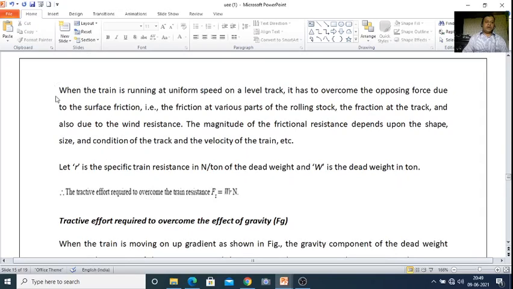So we will see here the tractive effort required to overcome the train resistance. When the train is running at uniform speed on a level track, it has to overcome the opposing force due to surface friction, that is friction at various parts of the rolling stock, the friction at the track, and also due to the wind resistance. The magnitude of frictional resistance depends upon the shape, size and condition of track and the velocity of train, etc. So let R be the specific train resistance in N per ton of the dead weight, and W is the dead weight in ton. Therefore, the tractive effort required to overcome the train resistance is given by W into R.